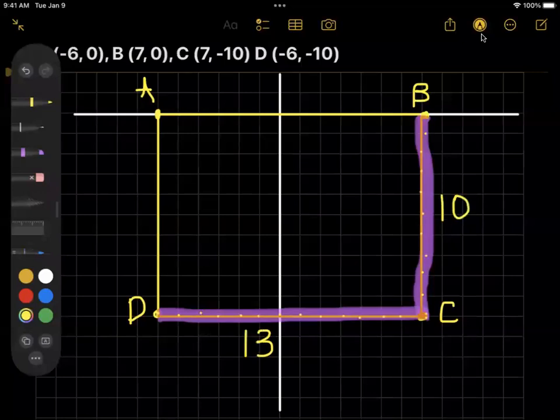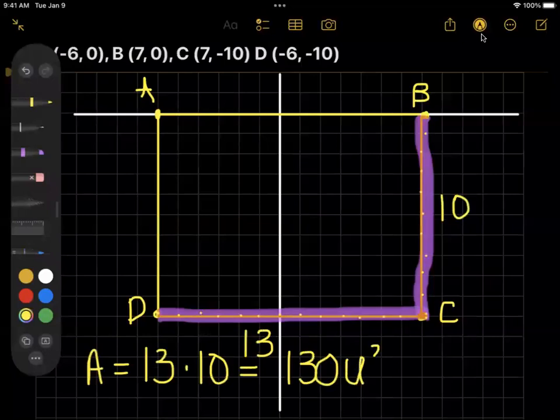So now we have a length and a width. To find the area, we would multiply the length times the width. So area would be 13 times 10, which equals 130. Now, since we don't know the units of measurement, we're just going to say units squared or square units. So that is how you find the area of a shape when all you're given are the coordinate pairs for the vertices on a coordinate plane.